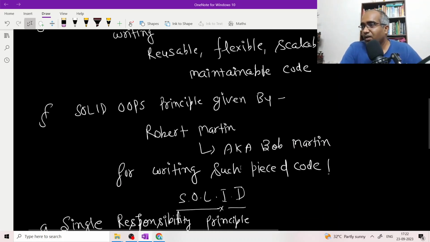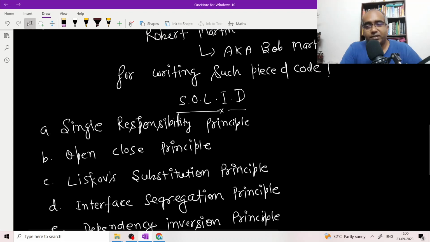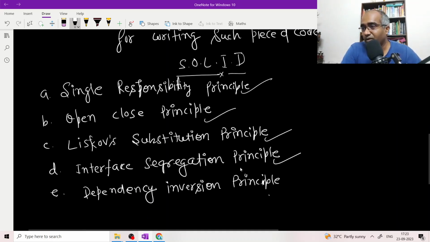So what is the full form of SOLID? S stands for single responsibility principle, O stands for open close principle, L stands for Liskov substitution principle, I stands for interface segregation principle, and then comes D. D stands for dependency inversion principle. So this is all about the introduction of the SOLID OOPS principles, and you might not be aware of these principles. Even if you are aware, please be with me. You will be able to understand it in a better way.